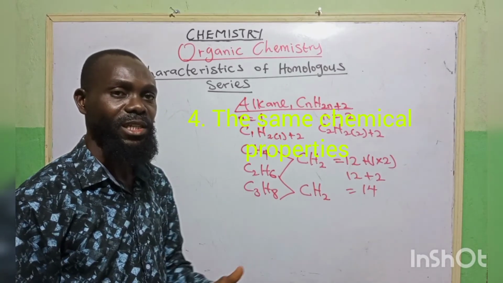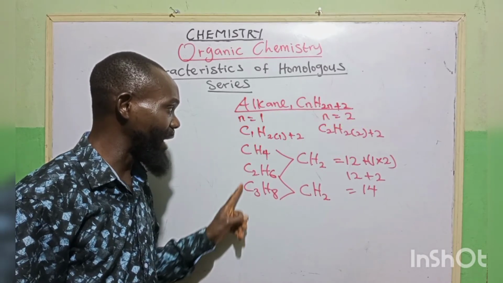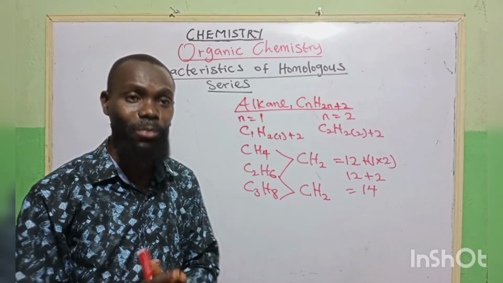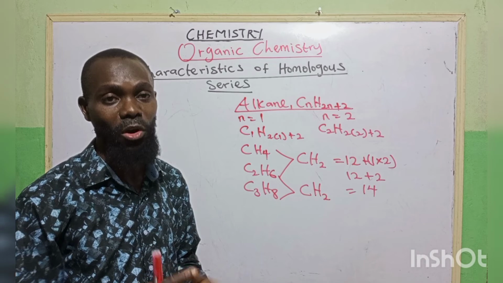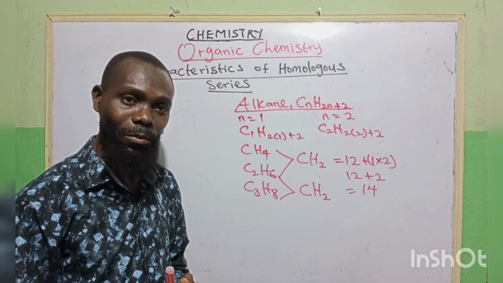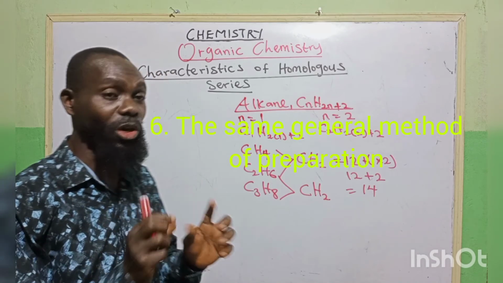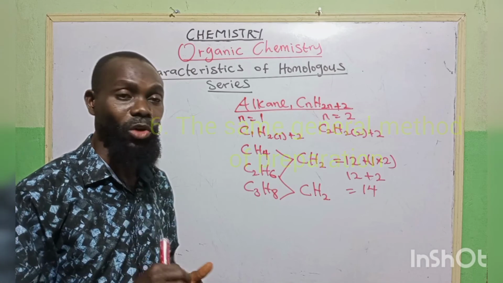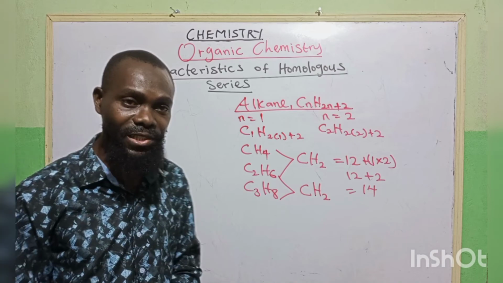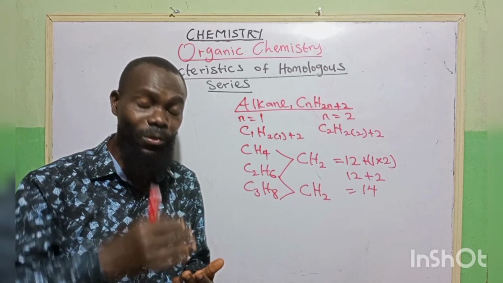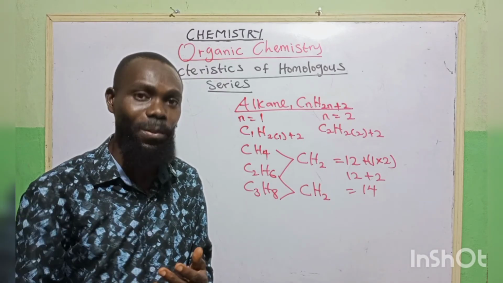The fourth one is the same chemical properties. Each of these members of a homologous series has the same chemical properties. All alkanes always burn in air to give carbon dioxide and water, while the last property is the general methods of preparation. All the members of a homologous series are prepared by the same general method. The only difference is that the number of carbon atoms keeps increasing whenever we want to produce the higher organic compound.